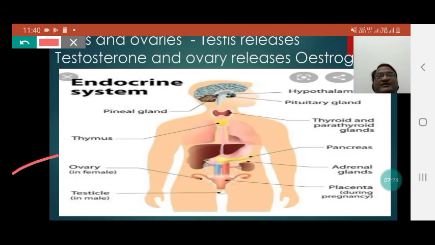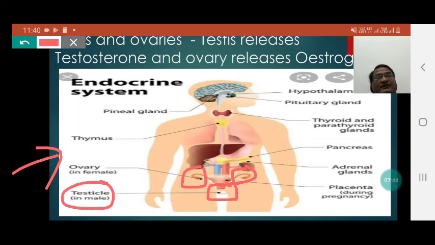Students, if you concentrate here in this picture, then you will be able to notice the ovary which remains present in the females and the location of the testis in males. So students, testis remains present in the males and ovary remains present in the females.